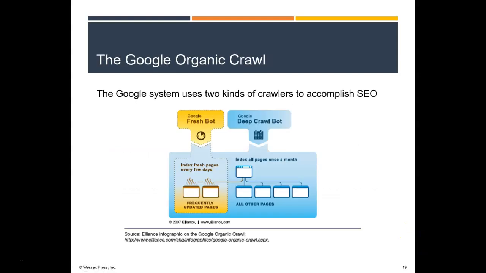The Google organic crawl. The Google system uses two kinds of crawlers to accomplish SEO, and we talked about it on the previous page. The fresh bot is the one that goes in every few days, regularly, and then the deep crawl bot goes deep into all the other pages about once a month, but brings you a lot of information. The fresh bot is just on a daily basis, what they find that day.